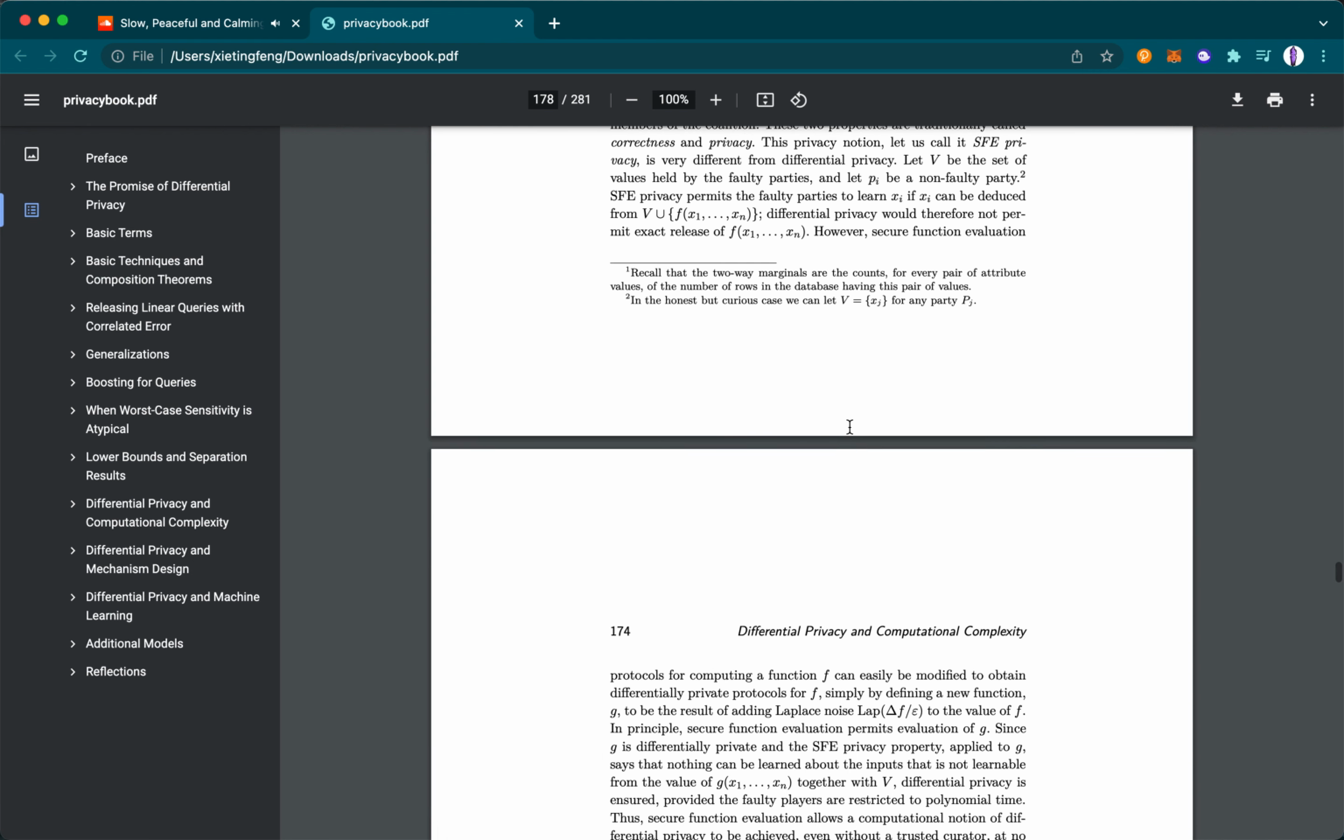This privacy notion, let us call it SFE privacy, is very different from differential privacy. Let V be the set of values held by the faulty parties, and let Pi be a non-faulty party. SFE privacy permits the faulty parties to learn xi if xi can be deduced from V, f(x1, ..., xn). Differential privacy would therefore not permit exact release of f(x1, ..., xn). However, secure function evaluation.